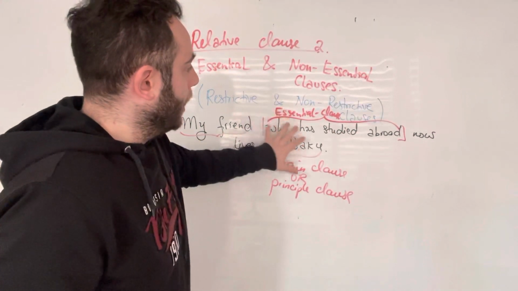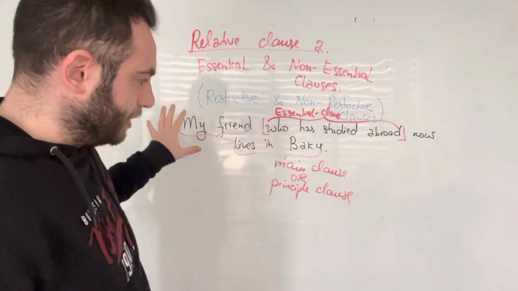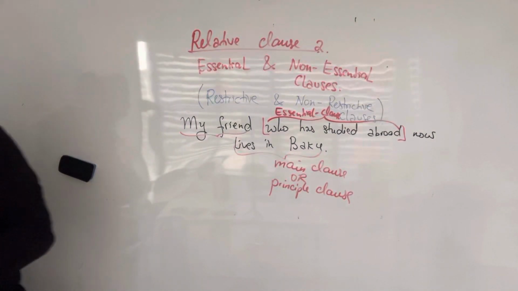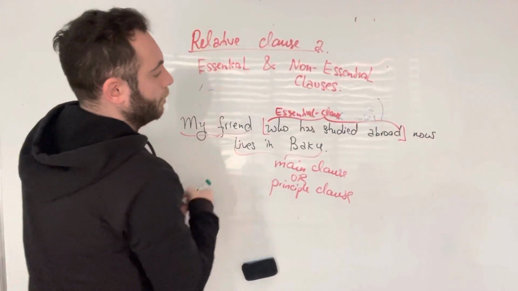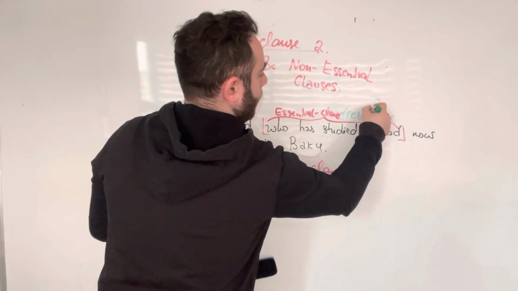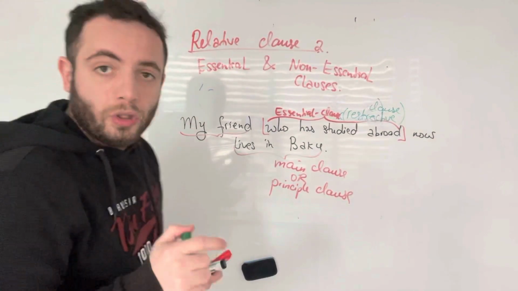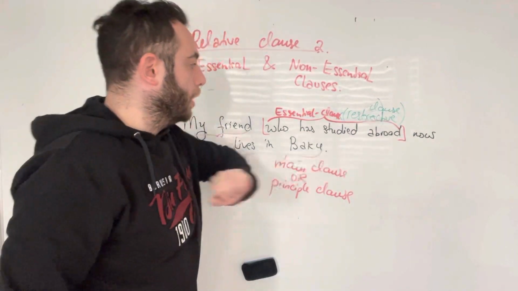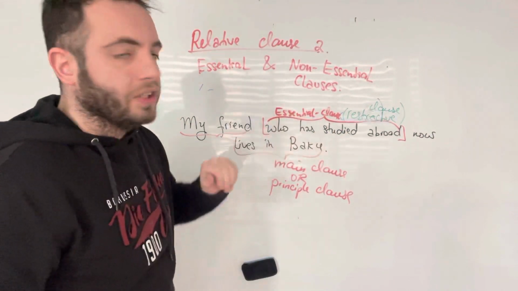Whatever you say with the help of an essential clause in a complex sentence becomes as important as the rest of the sentence. So we call this an essential clause, or a restrictive clause. And in writing, we do not use any punctuation marks. Nothing is written if the relative clause is an essential clause.